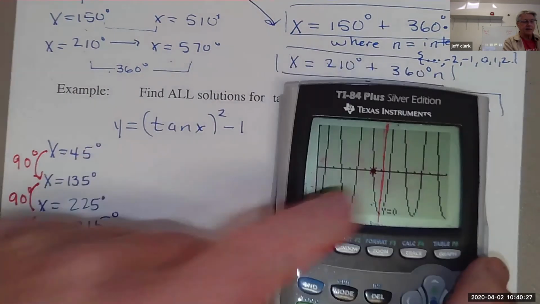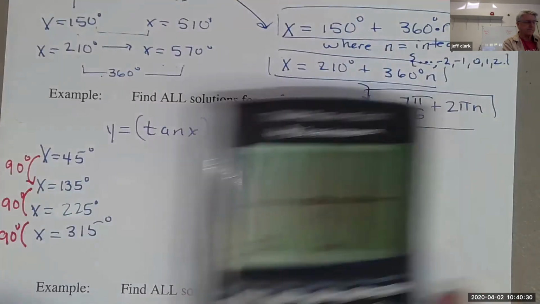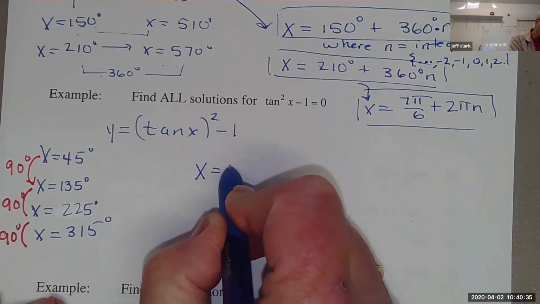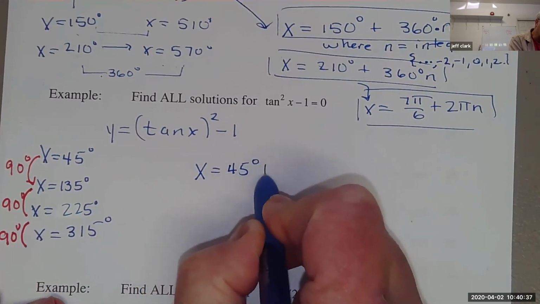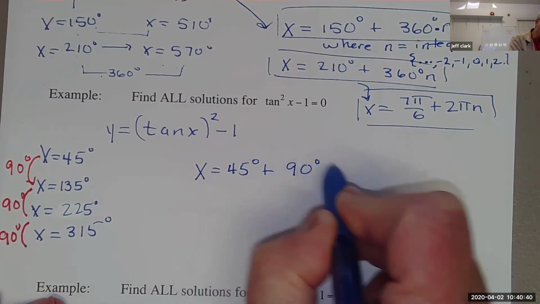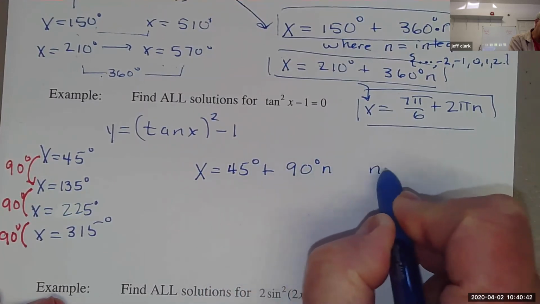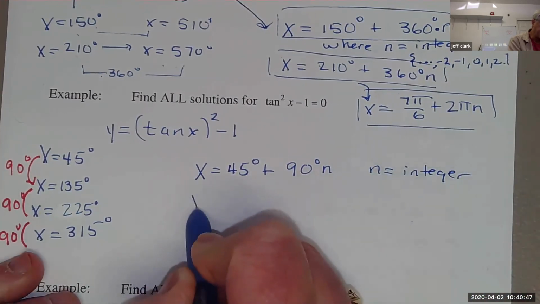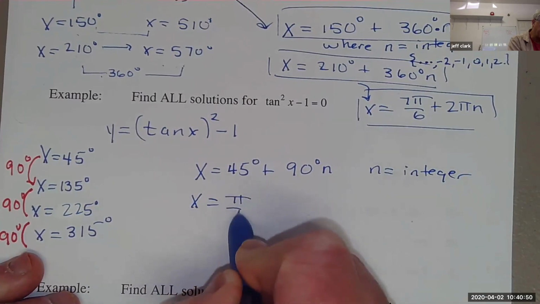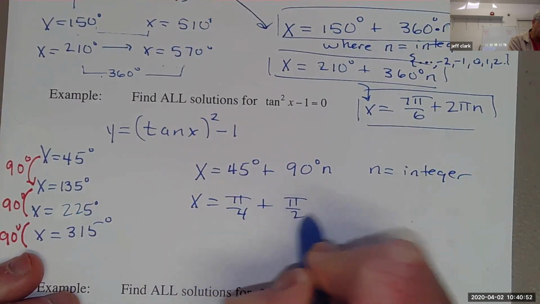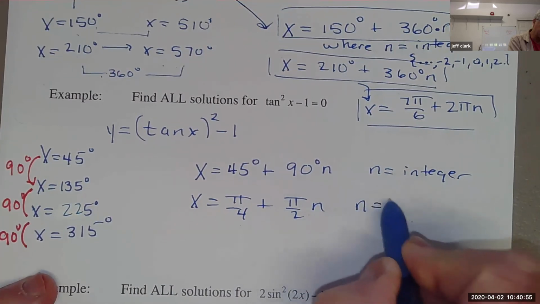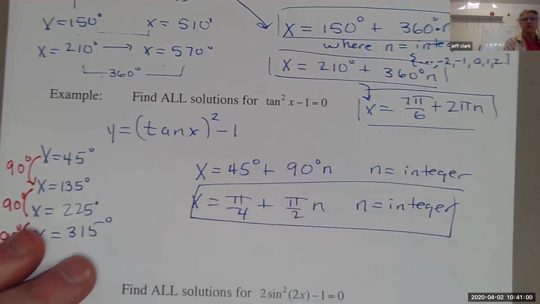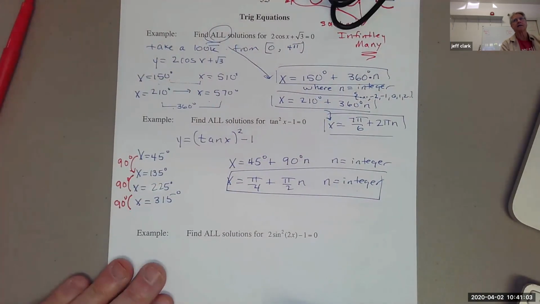So because of that, and you'll see that it continues this way with the same pattern, I'm going to make a kind of a big leap here. x is equal to 45 degrees plus, and it's jumping by 90 degrees, so you go 90 times n, where n is equal to an integer. And if you change it to radians, it would be pi over 4 plus pi over 2 times n.